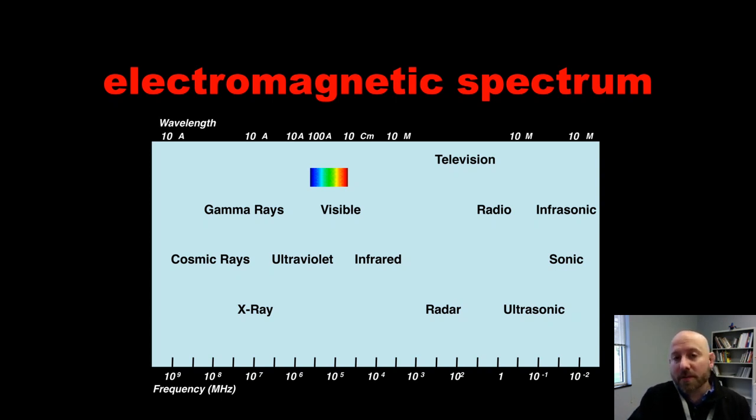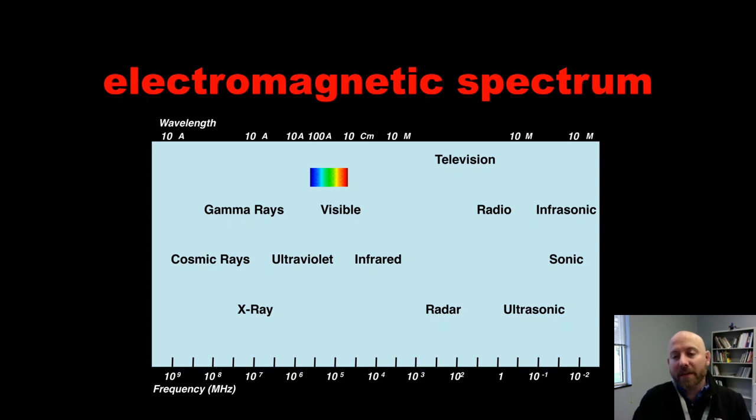Now, how much energy it has is what determines whether or not it's unsafe. But if we continue along down the spectrum, we have things like infrared, television waves, radio waves, infrasonic, sonic, ultrasonic, radar, all these sorts of things. And these are things that are passing through our bodies all day long and causing no harm.